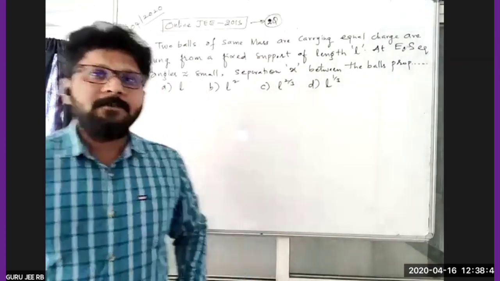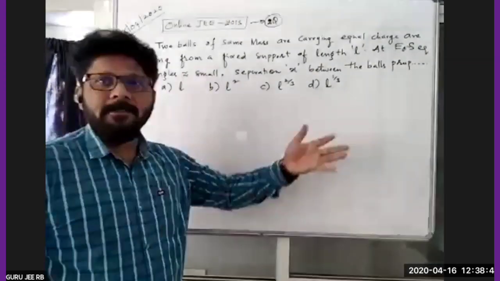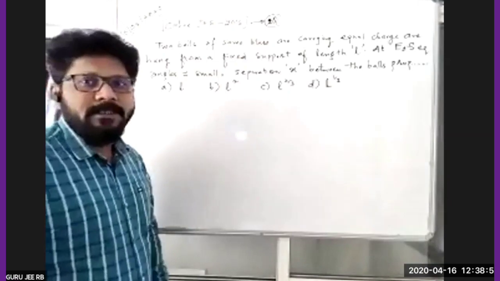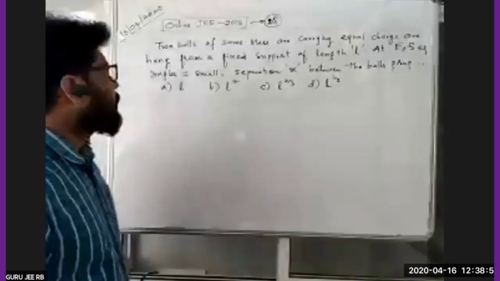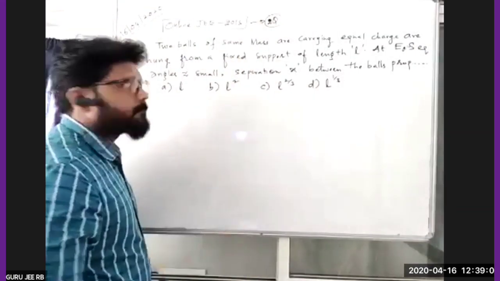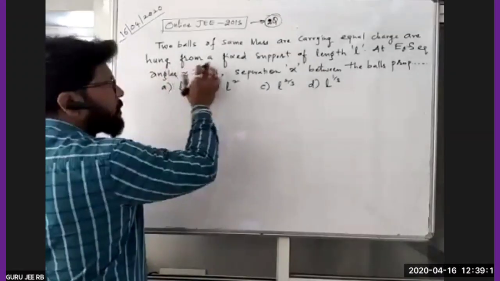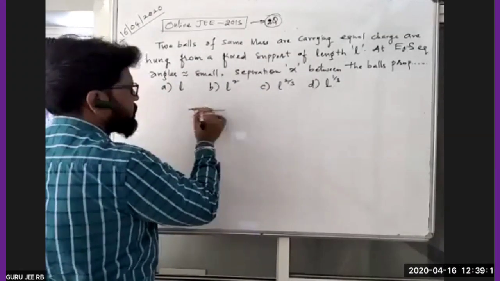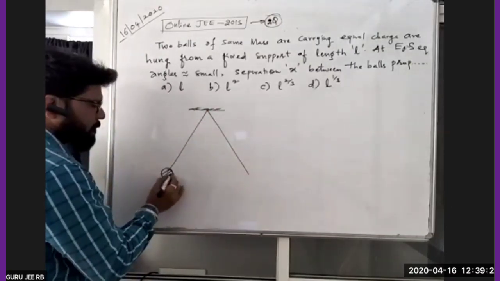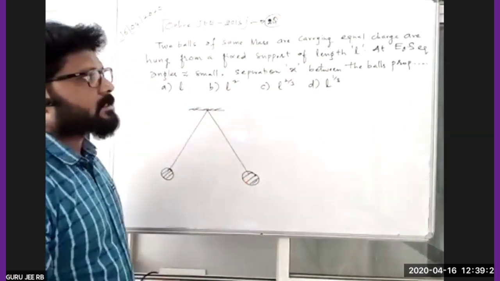So those who try this problem, that is well and good. If not, or you stuck up at any point, or otherwise you did 50% or 25%, let me discuss this one. This is given in online JEE second question. Already first question we have seen. Now what is it saying? Two balls of same mass are hung from a fixed support, and they are hung from same points. They are separated by certain distance because they are of same mass carrying equal charges.